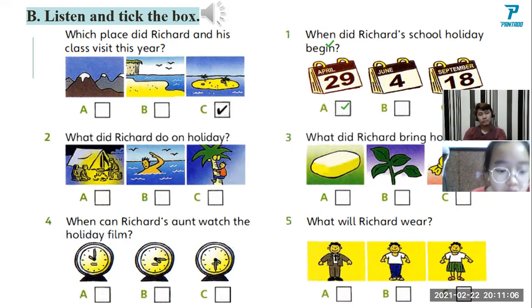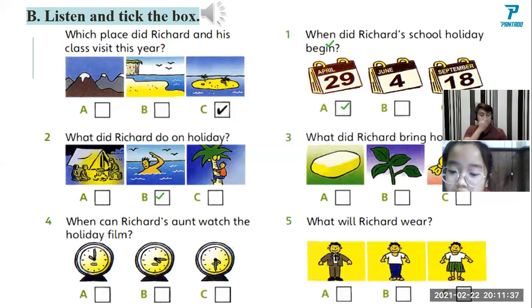3. What did Richard bring home? I brought a present home for you. That's kind of you. Let me guess. Is it some sweets? I know you like those, but no, it's some soap. They make it from one of the plants on the island. I got some for Mum too. Great.